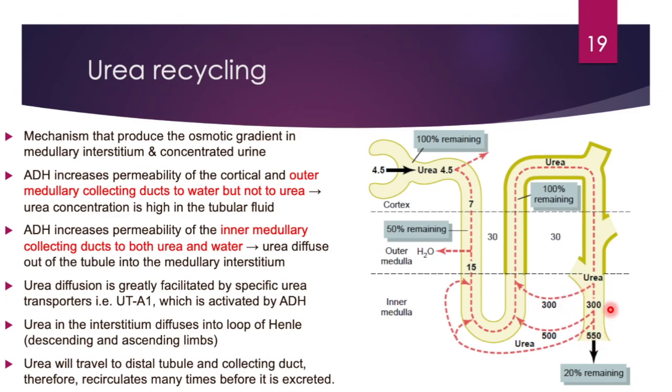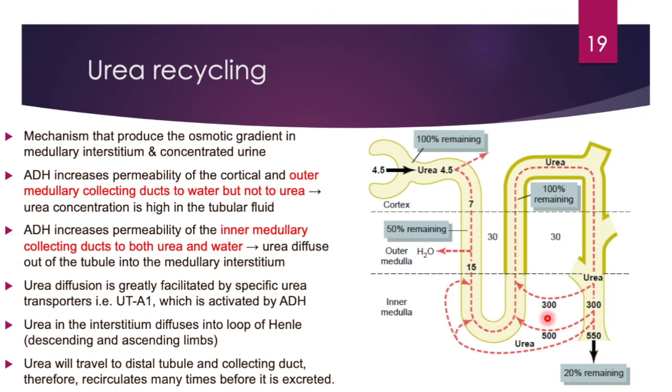So here, urea diffuse out of the tubule into the interstitium. This diffusion of urea is facilitated by specific urea transporters, which is UT-A1, that is activated by ADH. Because urea concentration is high in the interstitium, it will diffuse into loop of Henle, both descending and ascending limb.